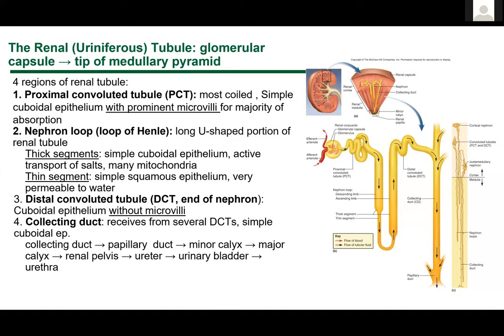So the nephron loop, or loop of Henle, is this weird U-shaped thing. And it has a general function. Its general function is to extract salt from the filtrate and then use that salt to attract water.